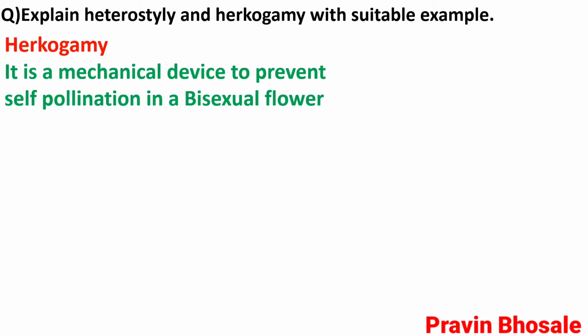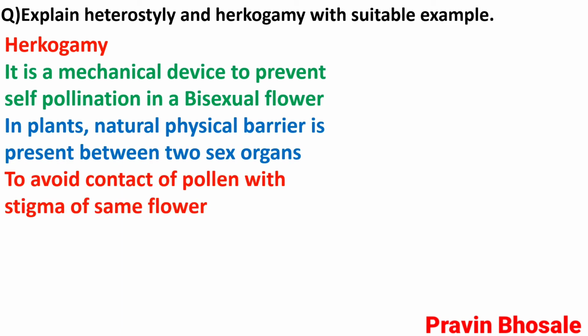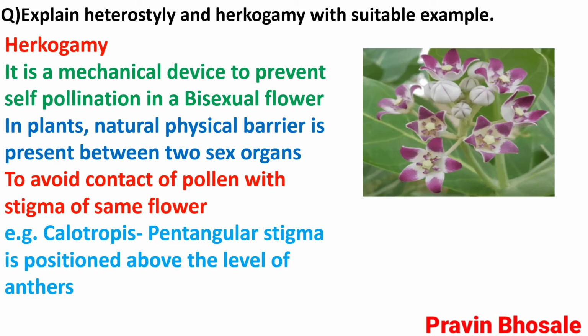Herkogamy, it's a mechanical device to prevent self-pollination in a bisexual flower. In plants, natural physical barrier is present between two sex organs to avoid contact of pollen with stigma of the same flower. Example is Calotropis. It has pentagular stigma, is positioned above the level of anther. So this is the example Calotropis, and this is the pentagular stigma.